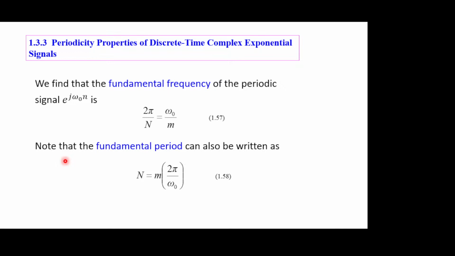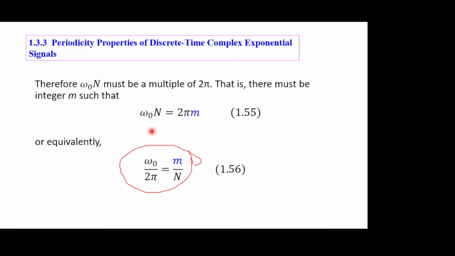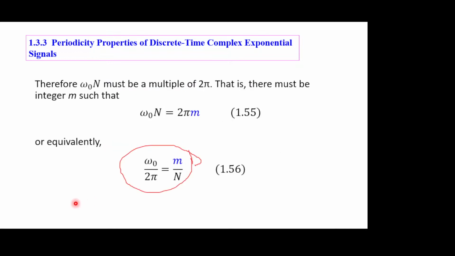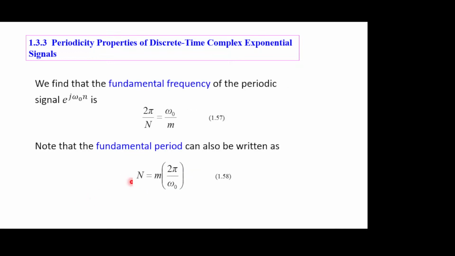Okay, and the N is the fundamental period here. I guess the smallest N you can find here is the fundamental period, and the fundamental frequency once again will be 2 pi divided by the fundamental period, and that will be omega naught divided by m. I guess we are doing this in reverse order for whatever reason. But the fundamental period will be m times 2 pi divided by omega naught, for the smallest possible N, because we want the smallest possible N.